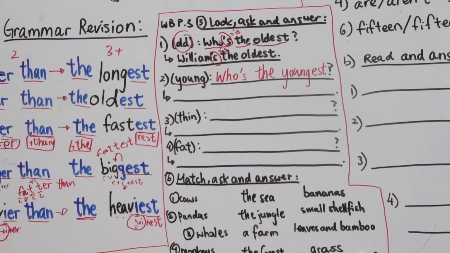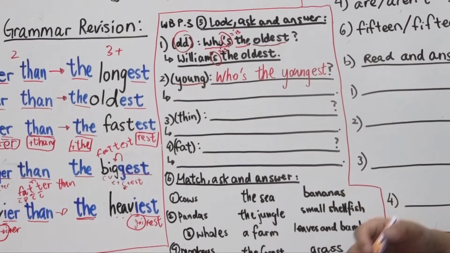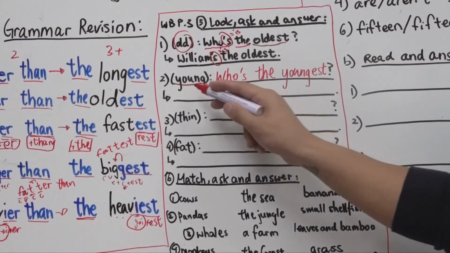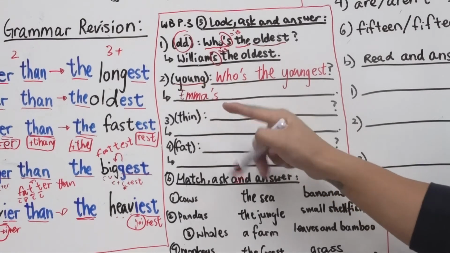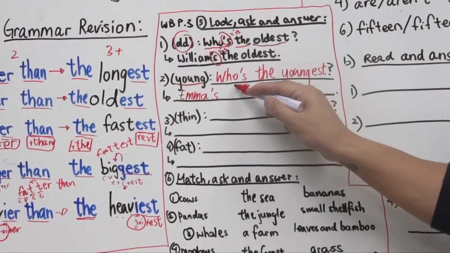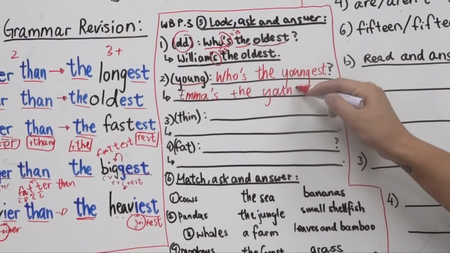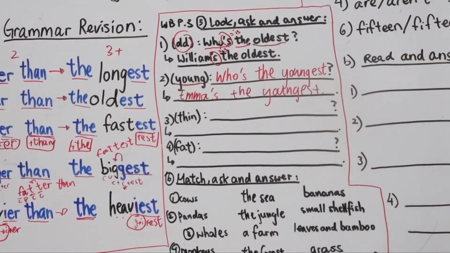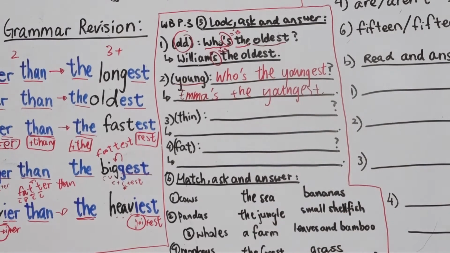And then you copy the answer, right? So the question here is, who is the oldest? So William is the oldest. What about question 2? Who is the youngest? Emma, right? Because Emma is a baby. So your answer should be Emma, E-M-M-A, apostrophe S. Apostrophe S means is. Emma's the youngest. Full stop. You see, you just copy, right? And then you change whose to the answer. Emma's the youngest.